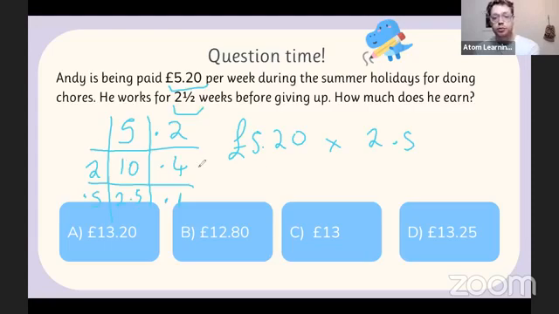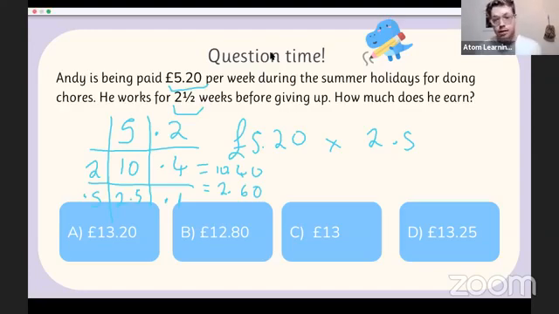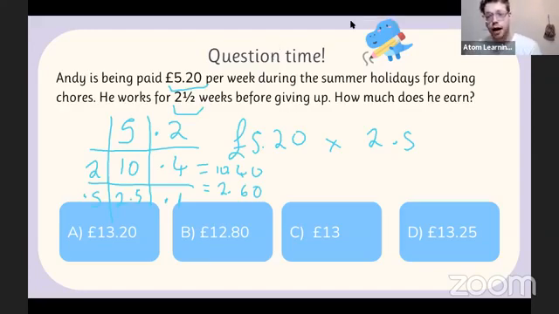Then we just add up those rows, so that gives us £10.40. And then the bottom row gives us £2.60. And then we just need to add those together to get to our answer. And that's it. Not too bad.